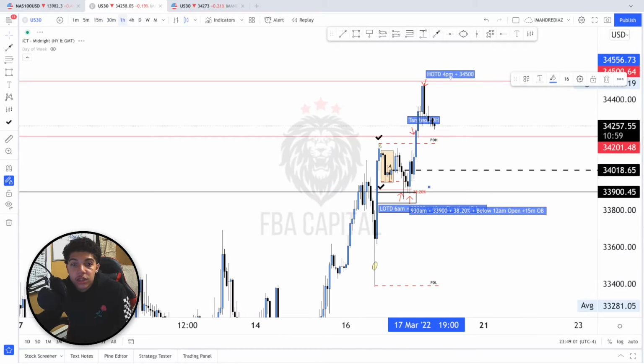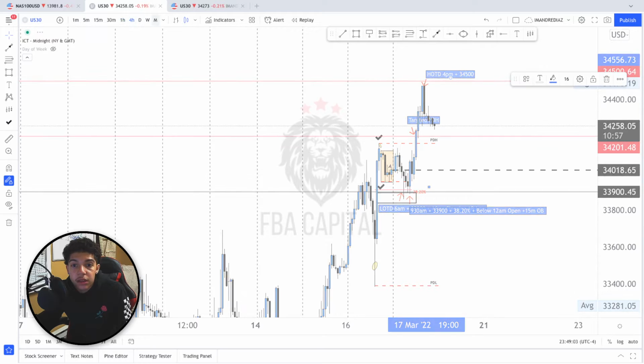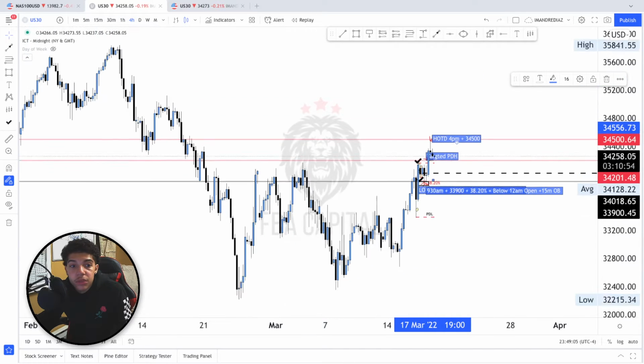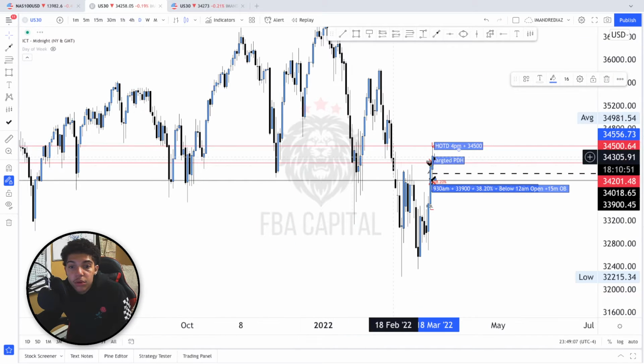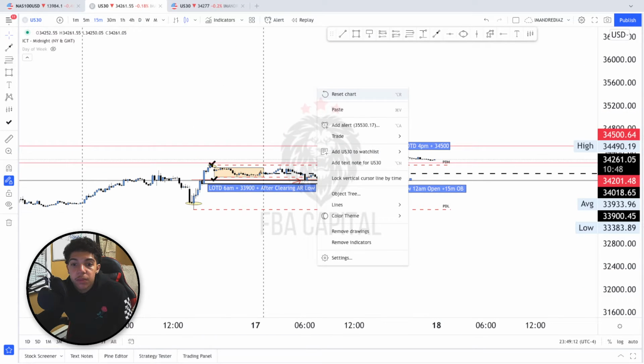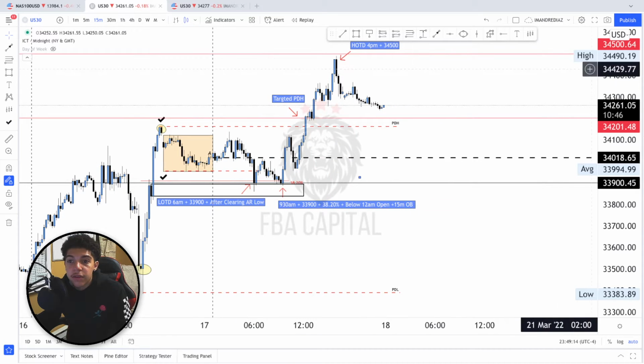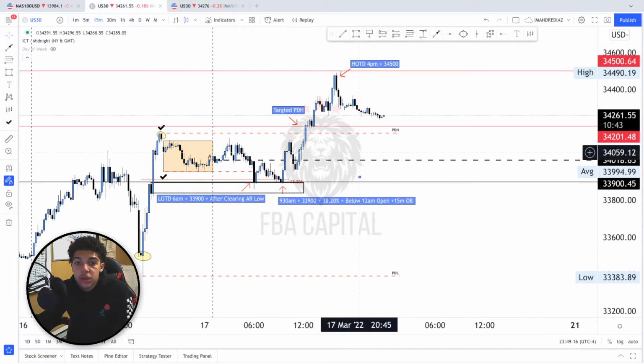Let's look at a higher time frame, see if price did tap into anything on the higher time frame that could be of any importance. And in this case, there really wasn't, so we're going to go back to that lower time frame. So we have the high of the day at 4 p.m., and then from here, price started to just continue slowly dying off in momentum.